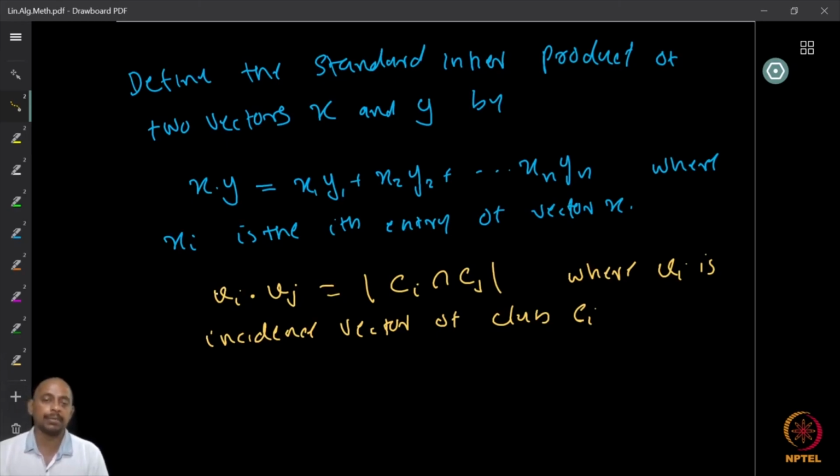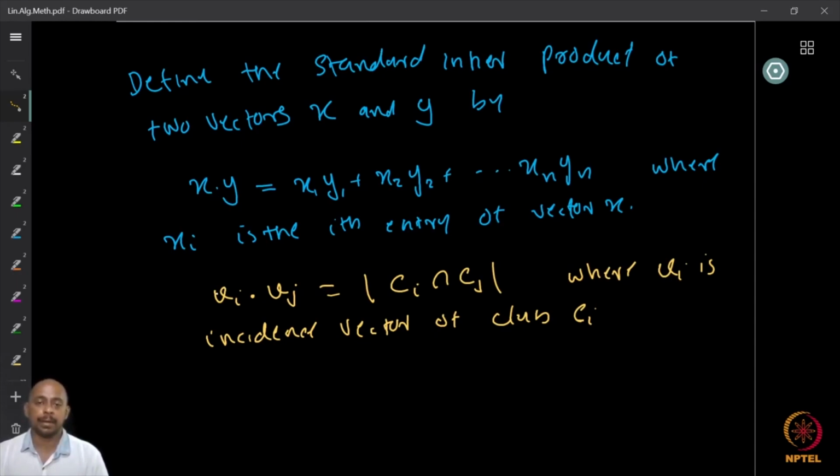Now, because the elements of the vectors are from a field, x1 y1 is an operation over the field, and therefore I can add them up in the field. The addition with respect to the field holds. So the inner product gives you an element from the field itself. x and y are vectors, but x dot y is a scalar. So the dot product or inner product gives you a scalar quantity.